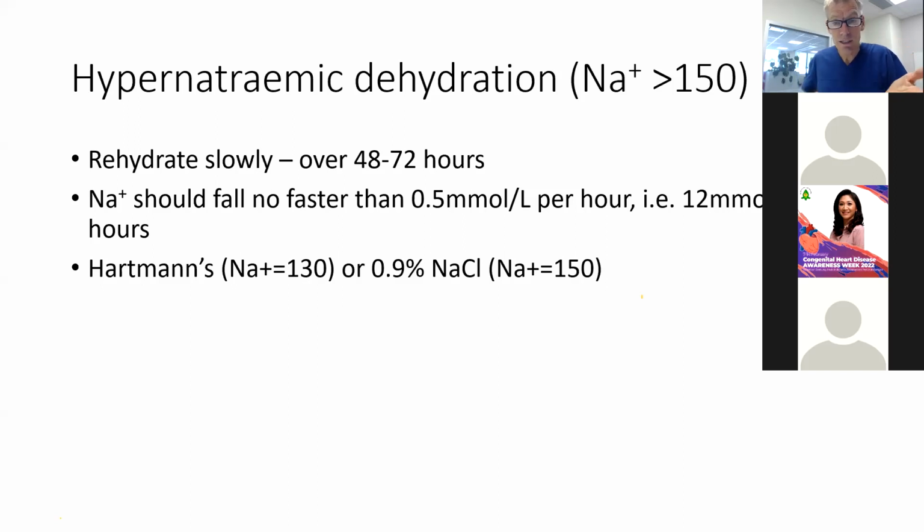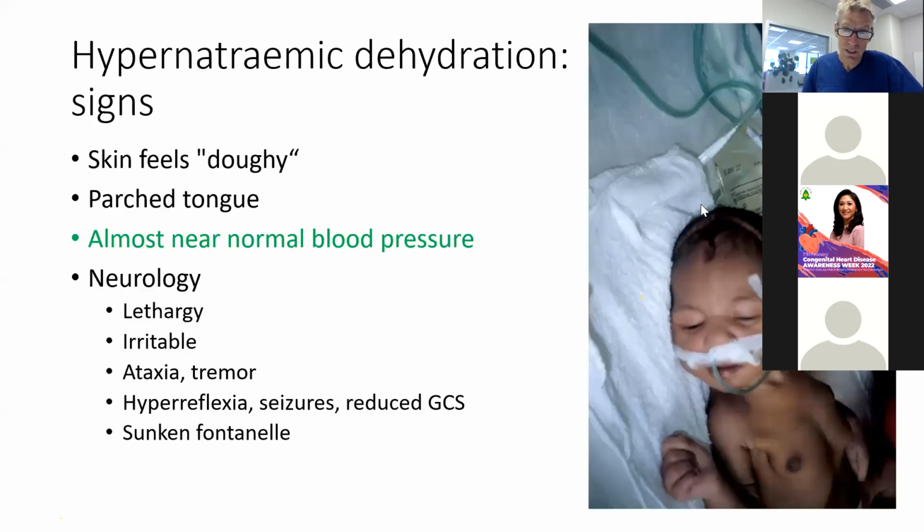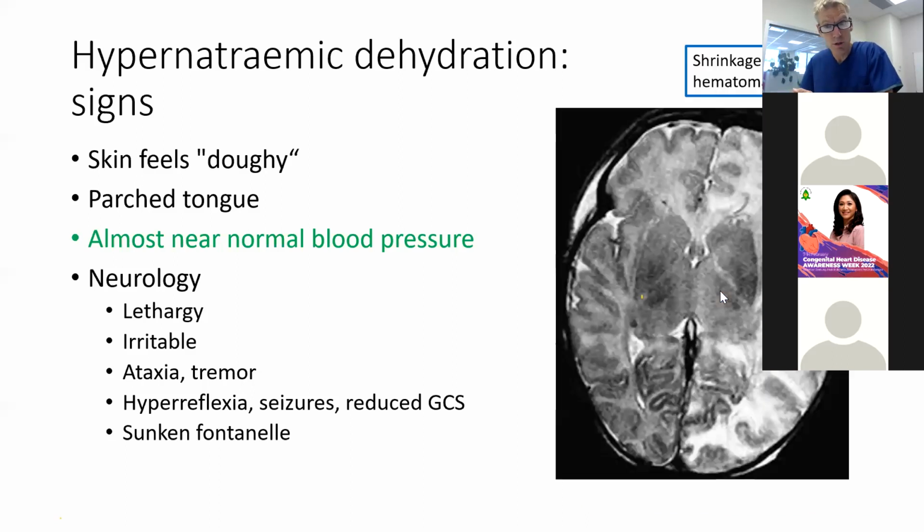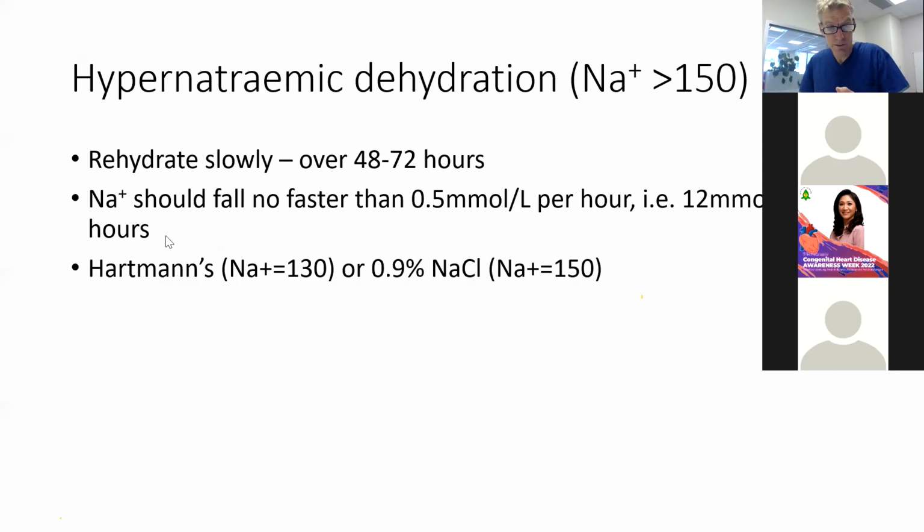So the child who had a serum sodium of 175, in 24 hours time, you'd be happy if that serum sodium was 163, because that would be 12 millimoles over a 24-hour period. You wouldn't want the serum sodium to fall in this child any quicker than to 163 after 24 hours, and then another 12 millimoles over the next 24 hours. So my point being that you correct it rather slowly.